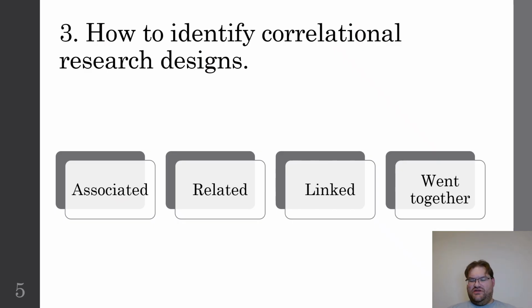So how do we identify correlational research designs? Well, hopefully when someone's reporting in the news on a study, or when you're reading about a study, they're using these words accurately. But there are 4 pretty good indicators, words that signify that a correlational design study was utilized, such as associated or association, X was related to Y, there's a relationship between X and Y, X and Y are linked, or X and Y went together. These words tend to signify that a correlational design was used, because all they refer to is that there's some sort of relationship.